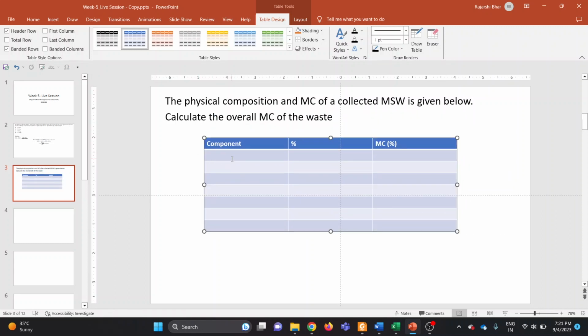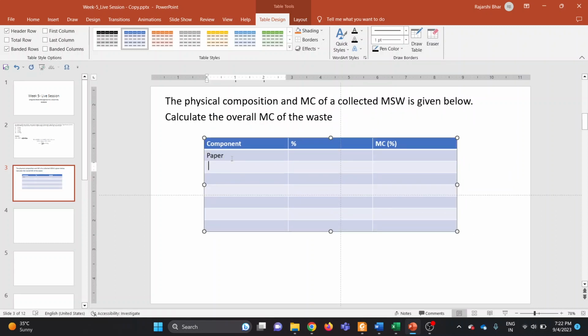Fine. So the components are paper, cardboard, so these are the five components and their mass percentages. These are the mass percentages and respective moisture contents.